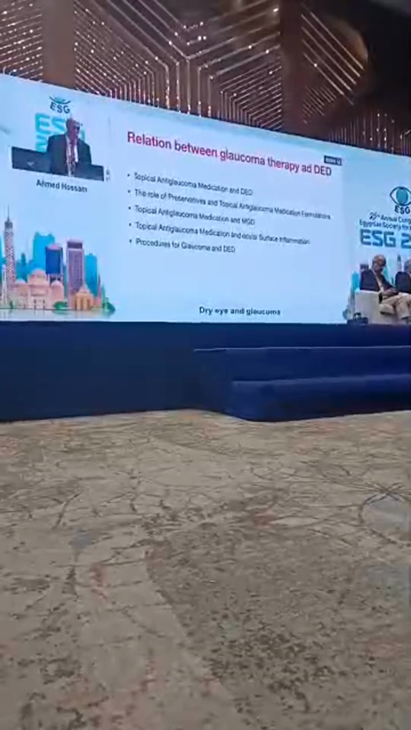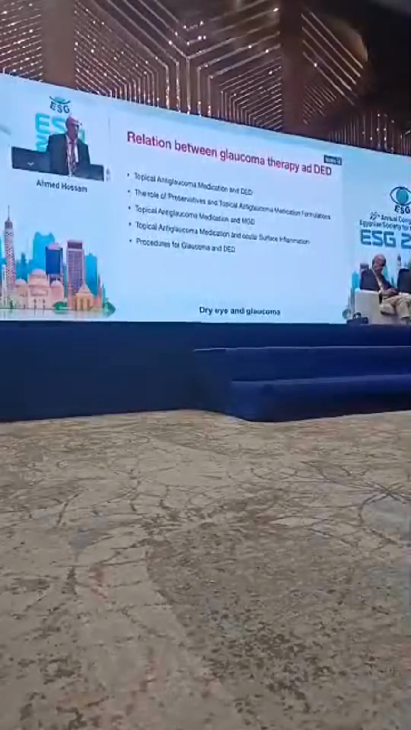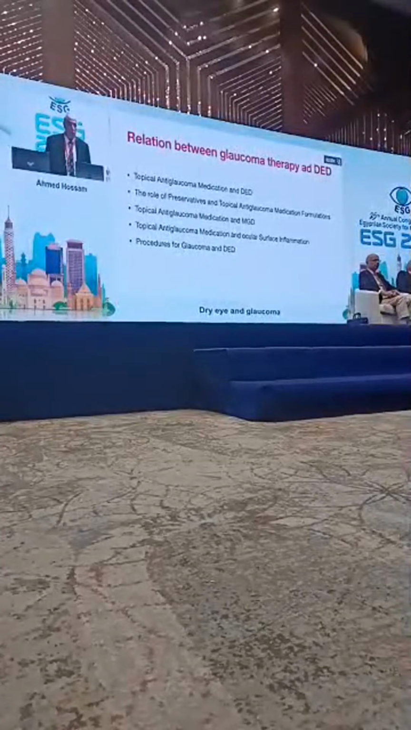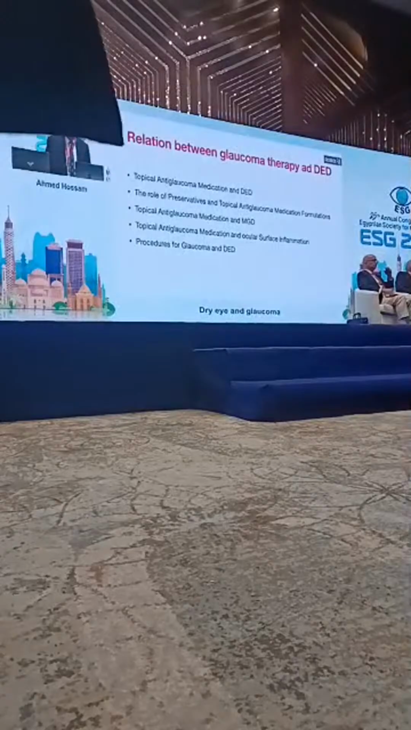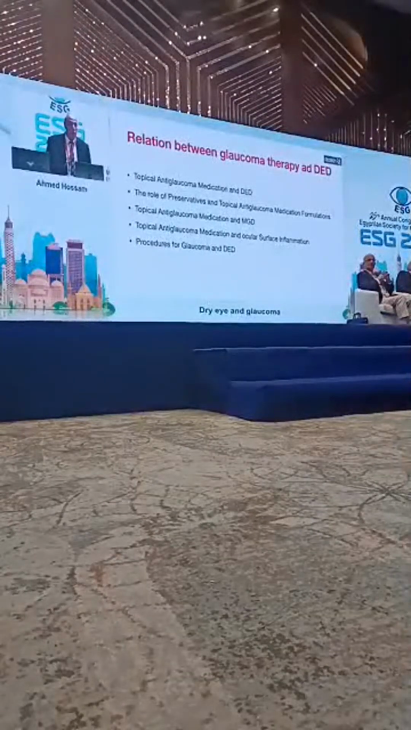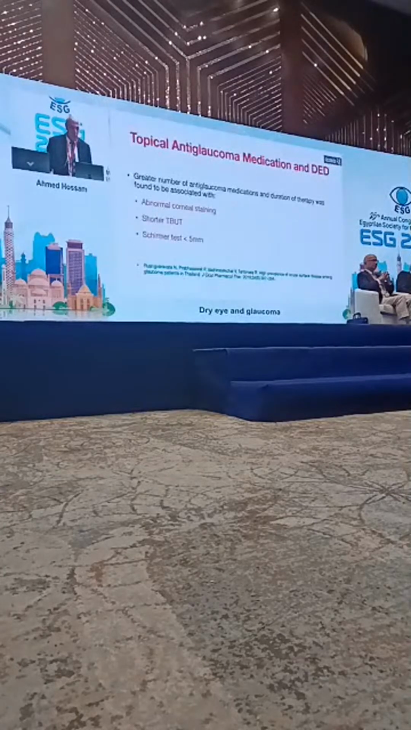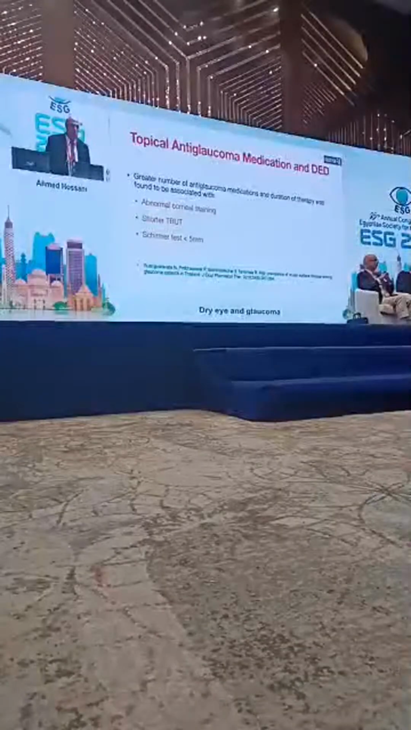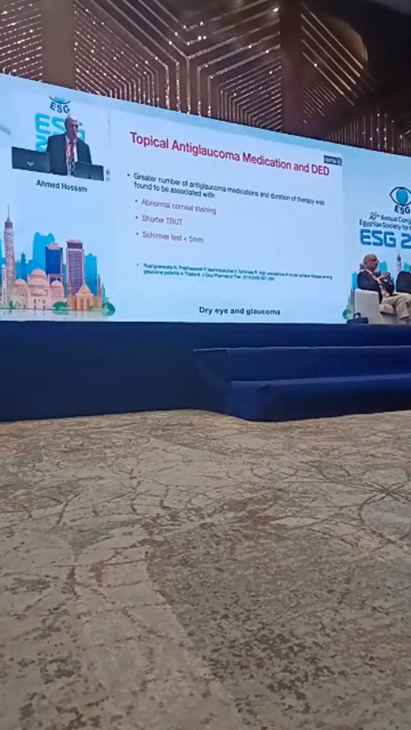You have to see the relation between the topical anti-glaucoma medications and dry eye disease, the topical anti-glaucoma medications and meibomian gland dysfunction, and the topical anti-glaucoma medications and ocular surface inflammation. A greater number of anti-glaucoma medications and duration of therapy was found associated with abnormal corneal staining, shorter tear breakup time, and Schirmer test less than 5 mm. All are suggestive of dry eye disease.